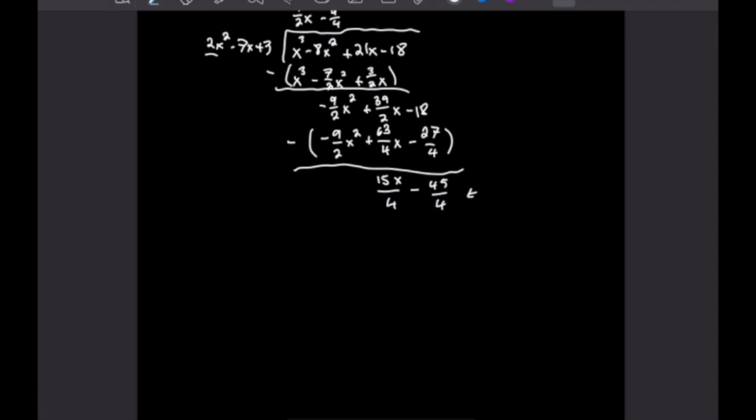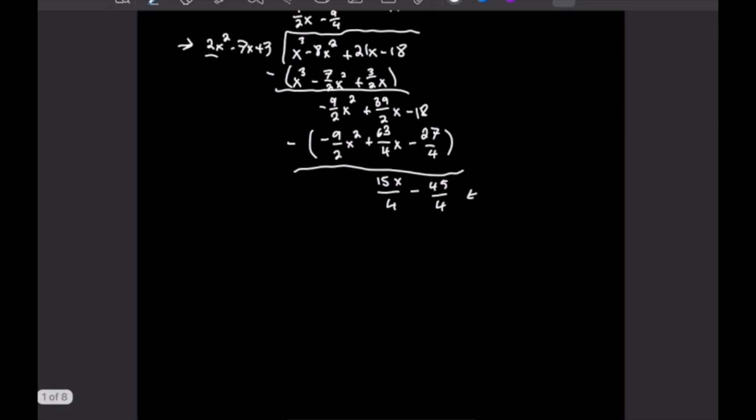So we're going to be dividing our 2x squared minus 7x plus 3 by our remainder over here. So let's go ahead and write that out. So we have 15x, I'll just go ahead and write this as one fraction, minus 45 all over 4. We are dividing our previous remainder, which was 2x squared minus 7x plus 3. Great. And so keeping in mind that our leading coefficient in this case is 15x over 4, we want to see what we would need to multiply in order to get 2x squared.